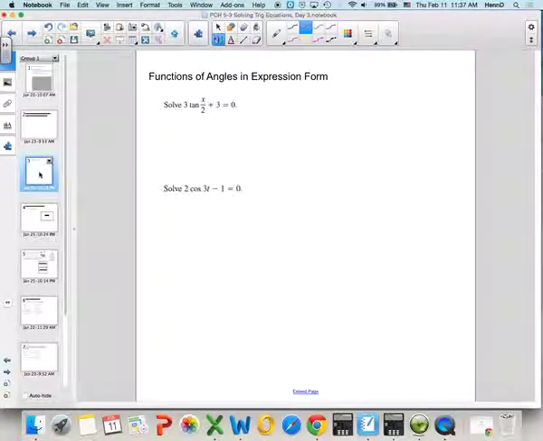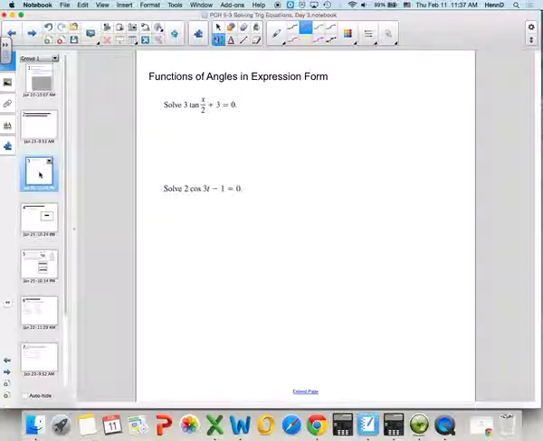So, first thing I want to look at today, there's basically two things I want to look at. One is looking at equations where our angle is actually an expression. It's not just an x. And then I also want to look at some where the only good way of solving them is to use a calculator.